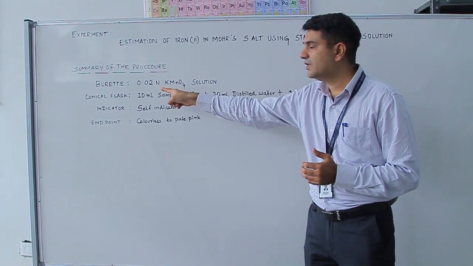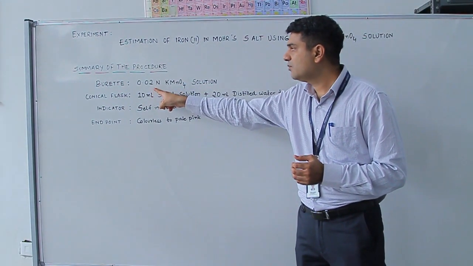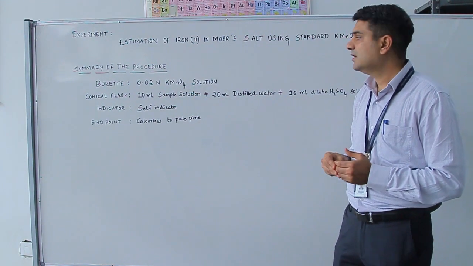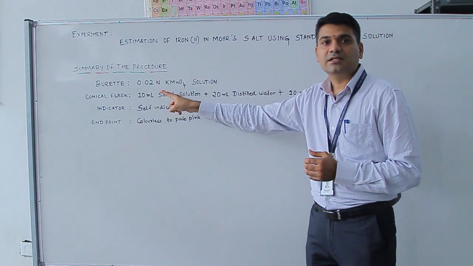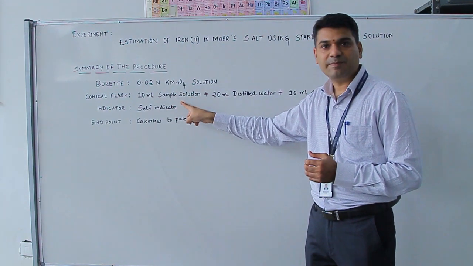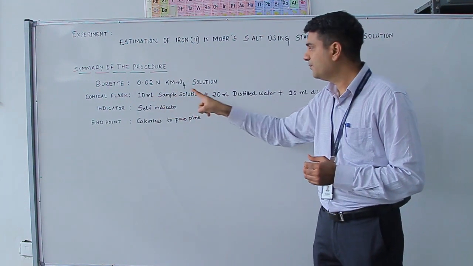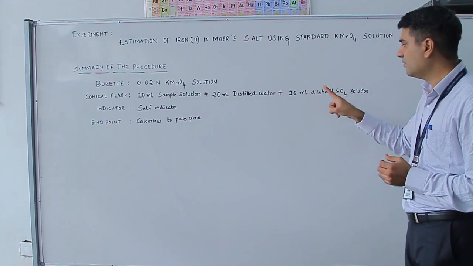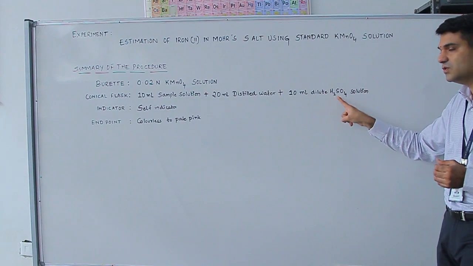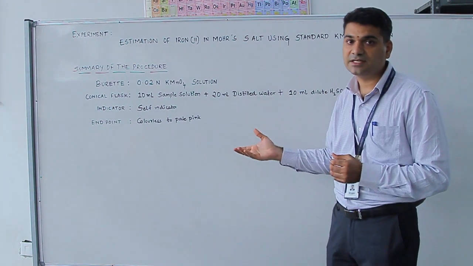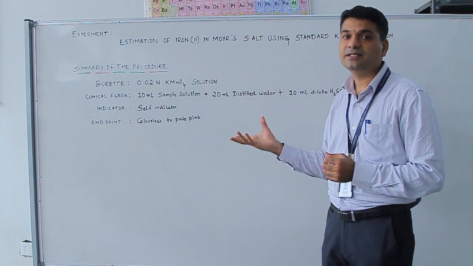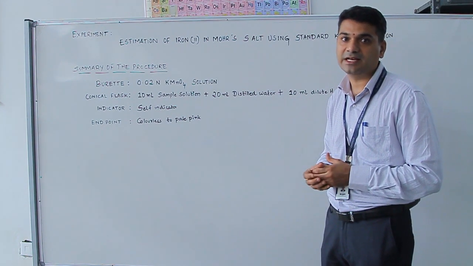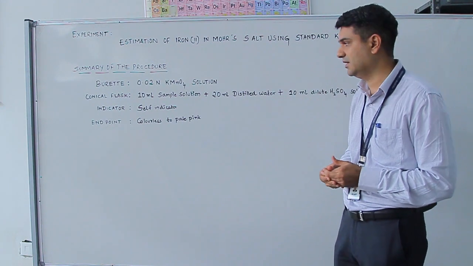In the burette, we are going to take 0.2 normal potassium permanganate solution. In the conical flask, the sample solution is pipetted out, that is 10 ml of the sample, followed by addition of 20 ml of distilled water, followed by 10 ml of dilute sulfuric acid. As we discussed, the acid media, powerful strong acid media, is required for any redox titration, redox reaction.